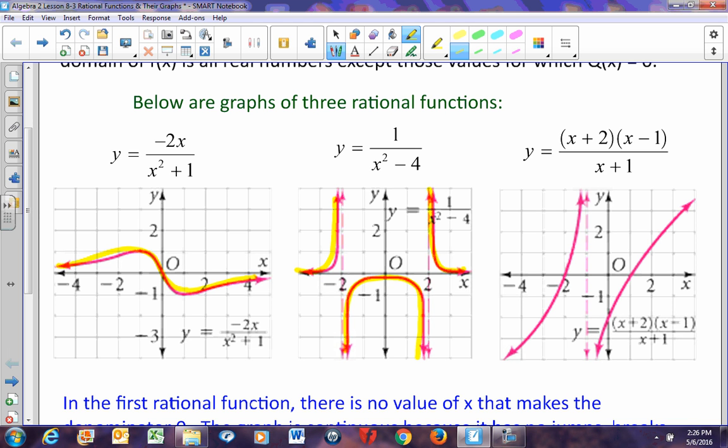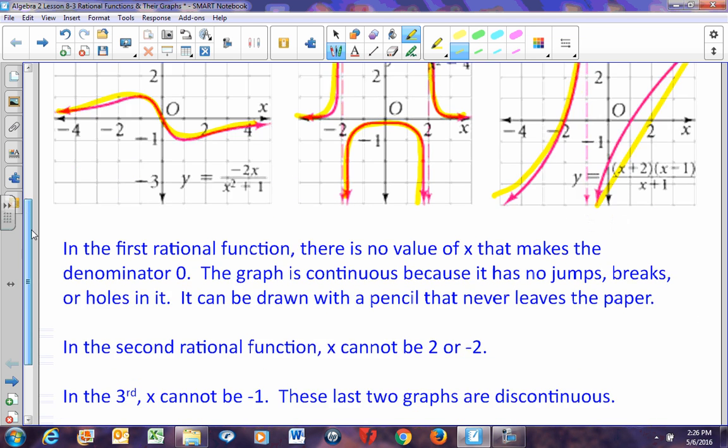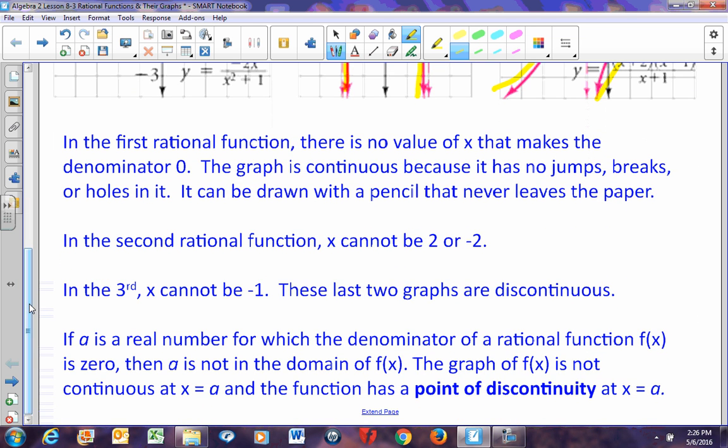Same with the last graph. I can graph this section, but I have to pick my pencil up to graph this section. So the last 2 graphs are what we would consider to be non-continuous graphs. They're not continuous. They're discontinuous graphs. Now, if a is a real number for which the denominator of the rational function f of x is 0, then a cannot be in the domain. The graph of f of x is not continuous at x equals a, and the function has a point of discontinuity, which is what I just discussed with you.